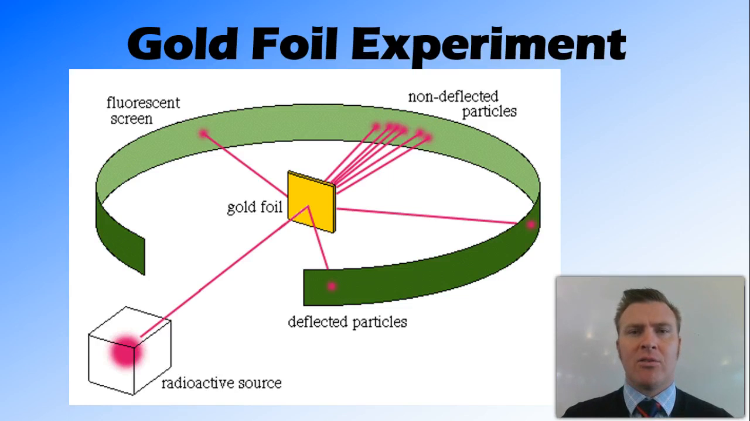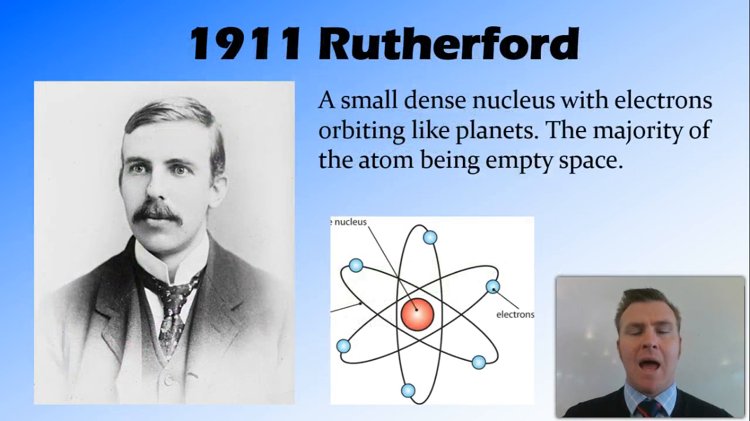So he had to therefore change the structure, and he came up with a major change, that there was a small dense nucleus with electrons orbiting around like planets. So we call this the planetary model, with the majority of the atom actually being made up of empty space. So you've got a very small, very dense nucleus, and then that's surrounded by orbiting electrons.